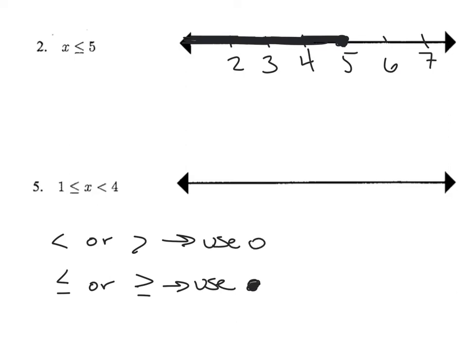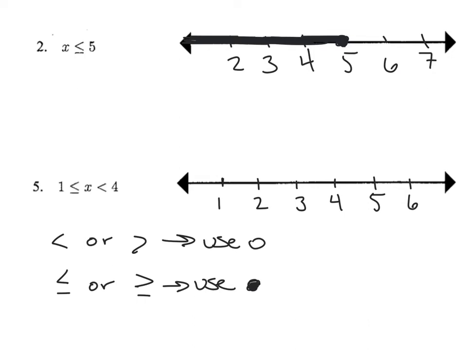All right, now we're going to consider a little bit trickier example. We have x being greater than or equal to 1 and x being less than 4. So we've got multiple values going on here, where we have multiple rules for x. So let's make sure that our number line includes 1, 2, 3, 4, 5, 6, and so on. So we have x being greater than or equal to 1.